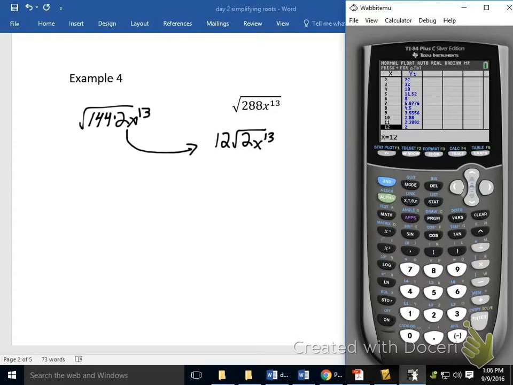Alright, now, doing the x to the 13th, let's do 13 and divide it by 2 since it's a square root. 13 divided by 2 is 6 with a remainder of 1. Now, I'm going to show that out to the side really quick. 13 divided by 2 is 6 with a remainder of 1. Now, let's use that. So my final answer here is 12 x to the 6th power times the square root of 2x to the first power. You see that whatever the remainder is just remains inside, x to the first power right there. So 12x to the 6th times square root of 2x.